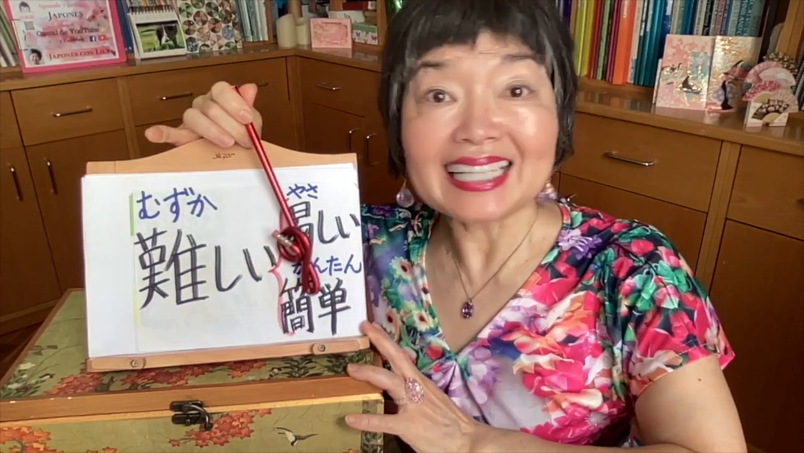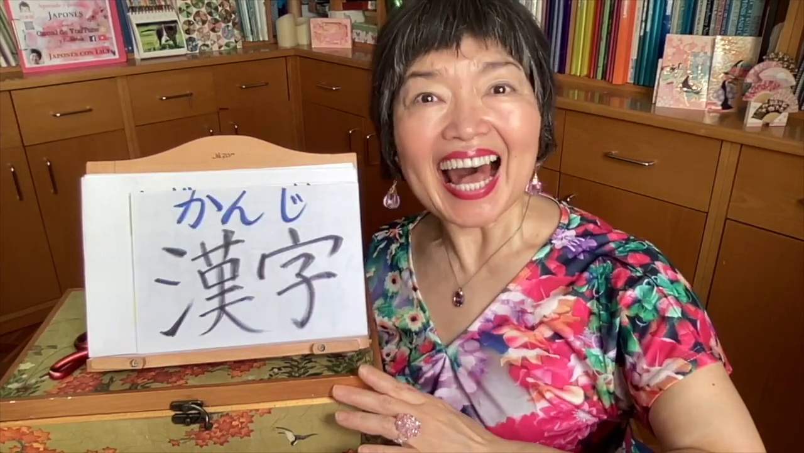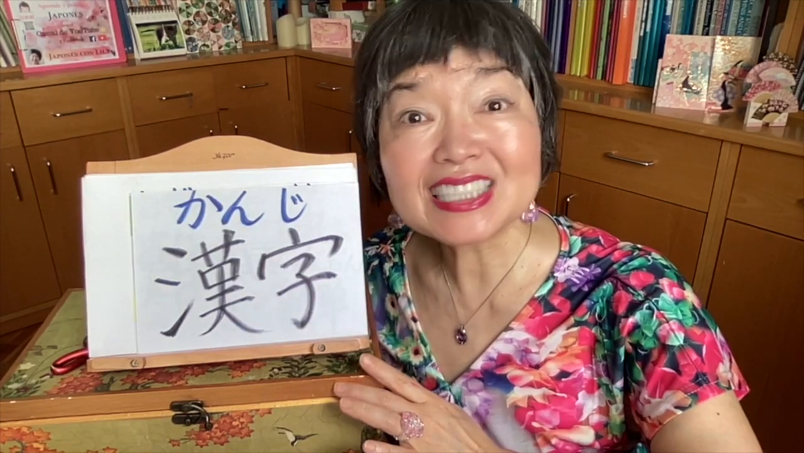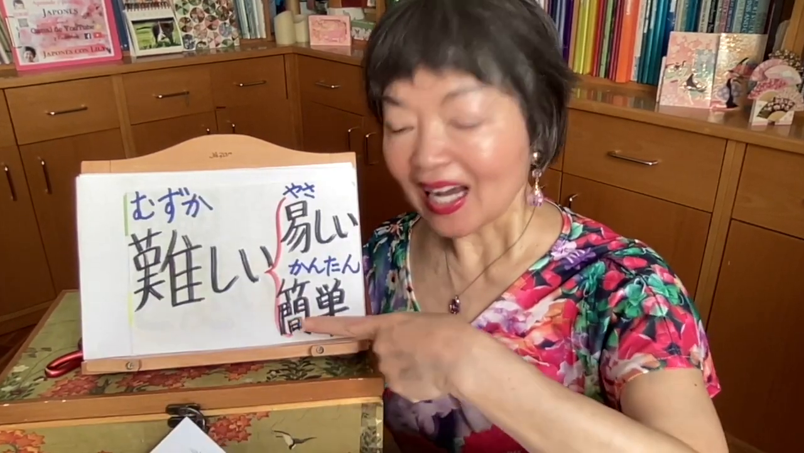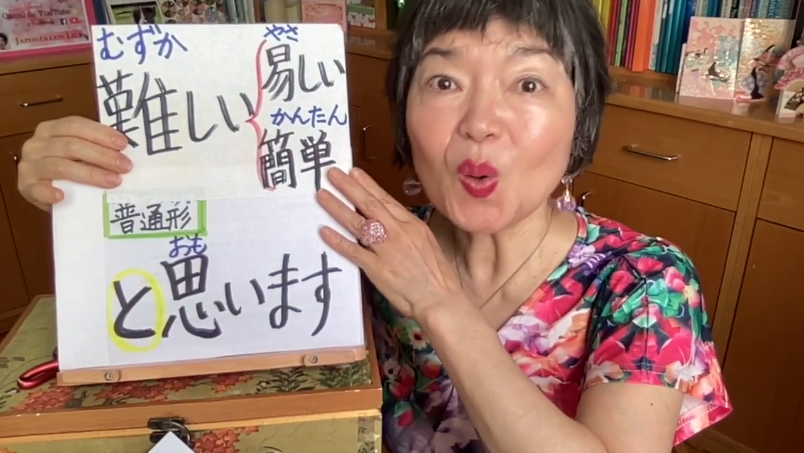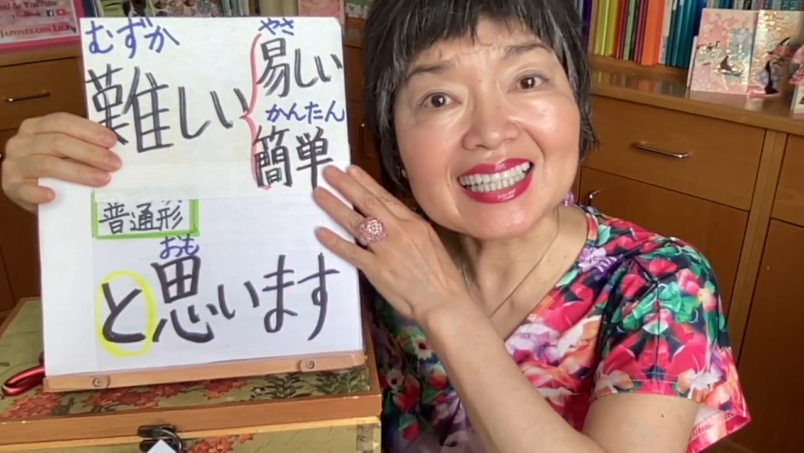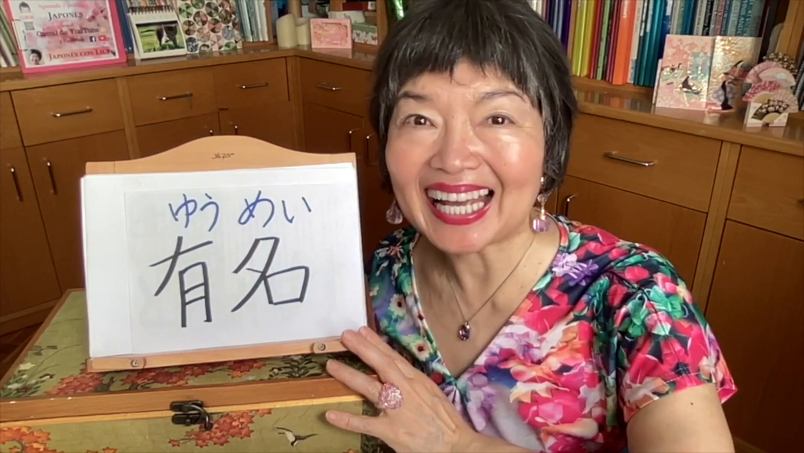It is 簡単じゃない or 簡単ではない。I don't think kanji is easy. I think kanji is not easy. 漢字は簡単じゃないと思います。漢字は簡単ではないと思います。Now the past affirmative of な adjective.